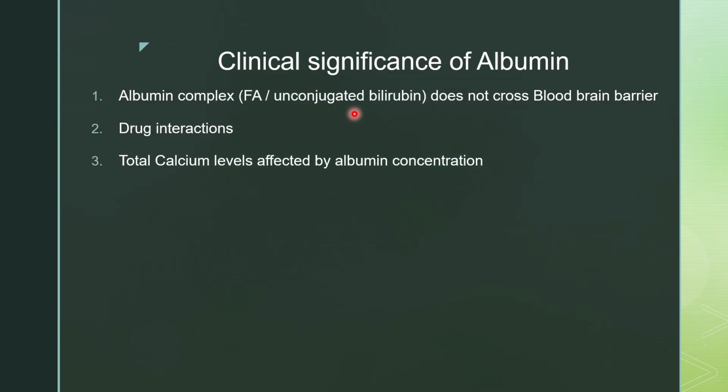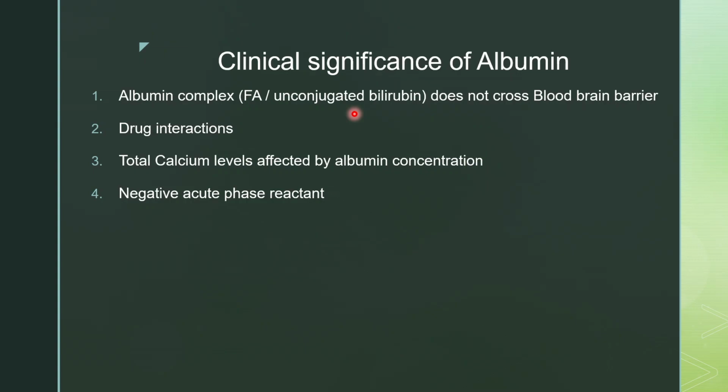Next, total calcium levels. Total calcium levels are affected by albumin concentration. Why? Because albumin binds with calcium. So if albumin levels are low, calcium levels automatically will become low, total calcium levels. And similarly, if the albumin levels are high, total calcium levels also will be high.